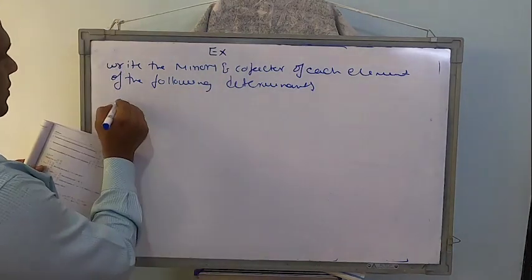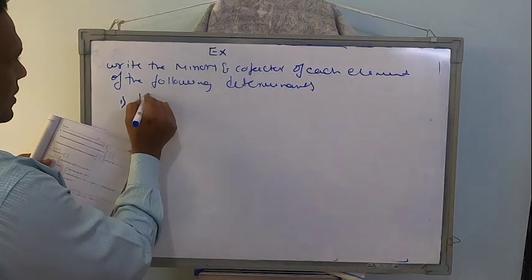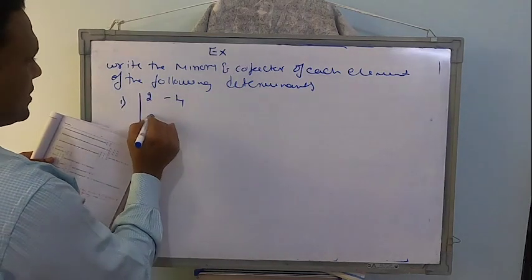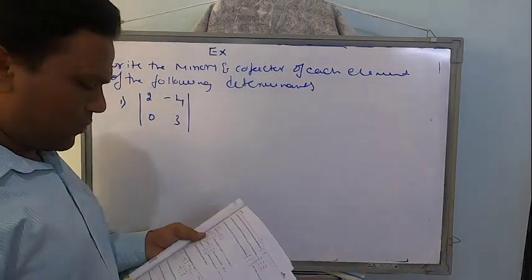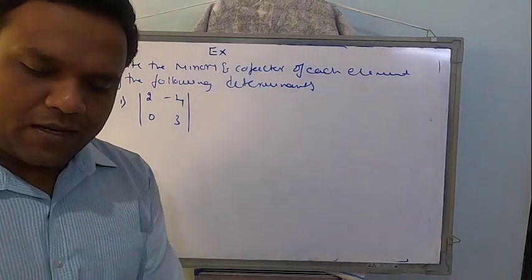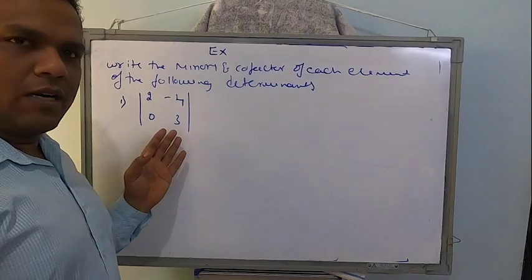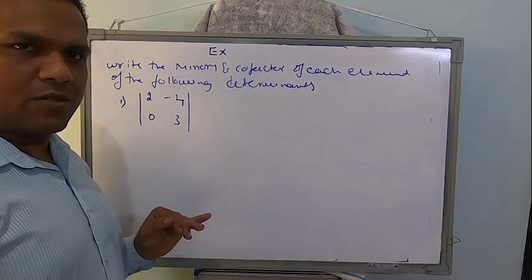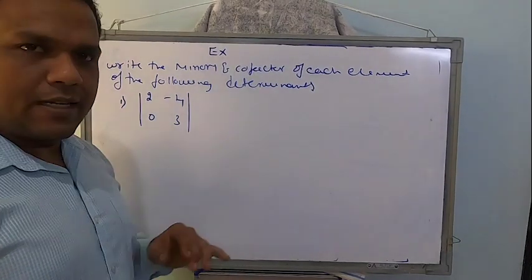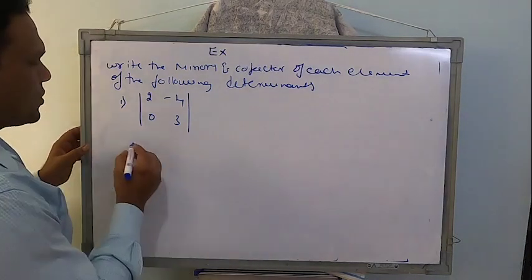So for example, the first one, determinant 2 minus 4 0 3. We have 4 of them. What I will do here, in the first one I will select the 2 cross 2, and in the second one I'm going to select 1. The rest 2 will be given as assignment for you.